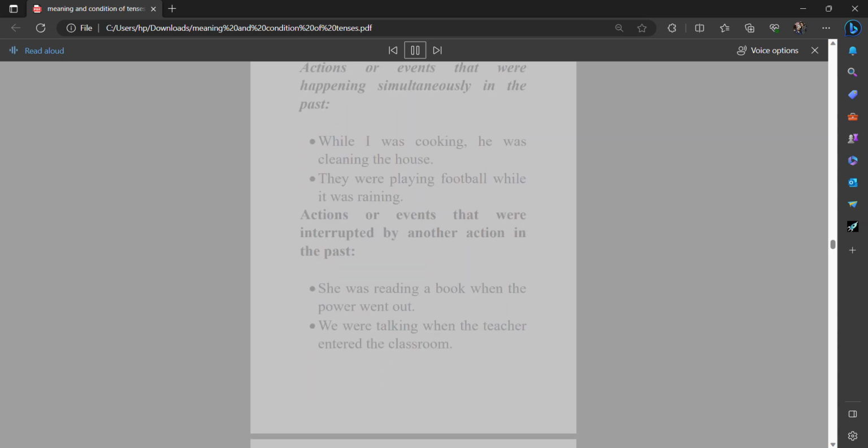Actions or events that were happening simultaneously in the past. While I was cooking, he was cleaning the house. They were playing football while it was raining. Actions or events that were interrupted by another action in the past. She was reading a book when the power went out. We were talking when the teacher entered the classroom.